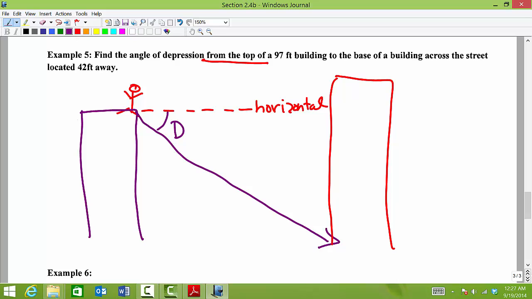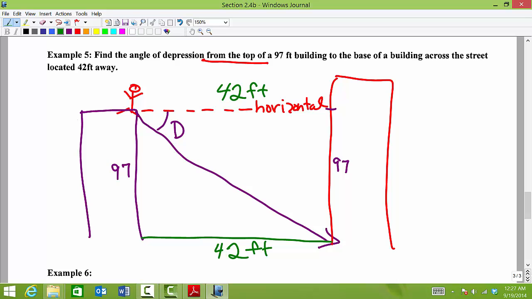A couple of things. The building that we are standing on is 97 feet tall. And of course, if I look over here, that would mark off 97 feet from the horizontal to the base of the building. We're basically forming a rectangle here. And we're also told that the building is 42 feet away. So we have 42 feet here, as well as 42 feet across the top of our horizontal. So from building to building, 42 feet. And we have our little rectangle here that we can use to help us solve. And we have basically formed two right triangles.